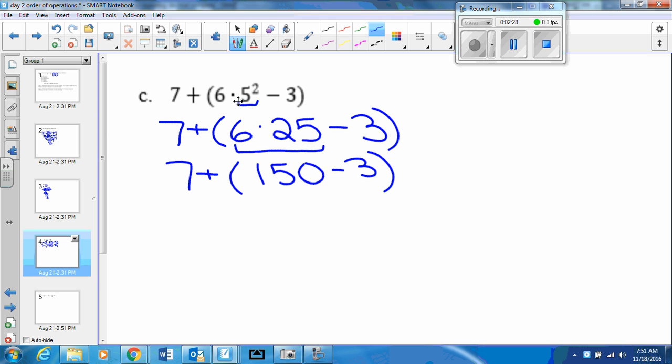Still in the parentheses, now I would do the subtracting. 150 minus 3 is 147. And now I would add 7 plus 147, which is 154.